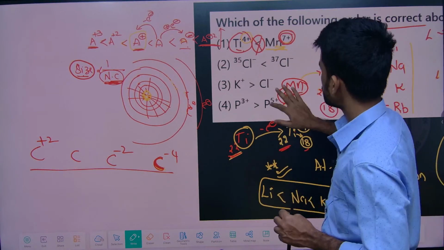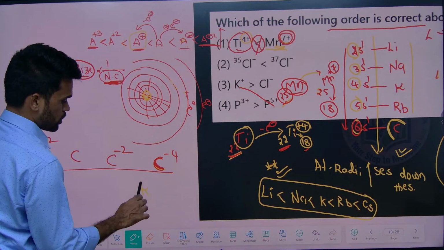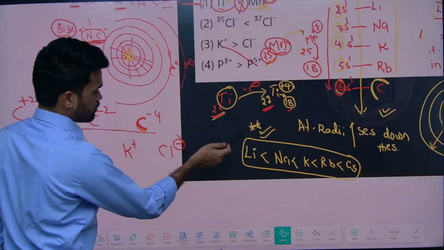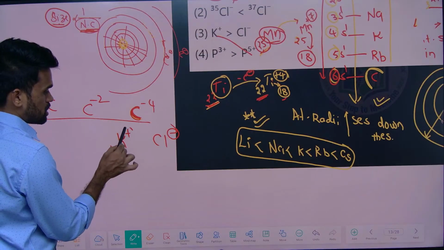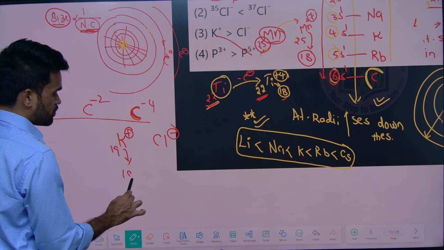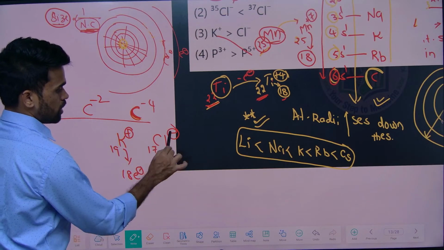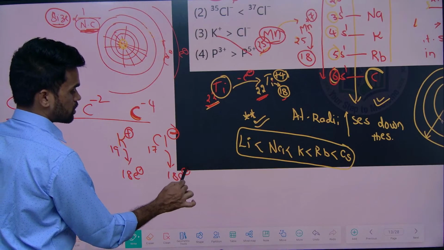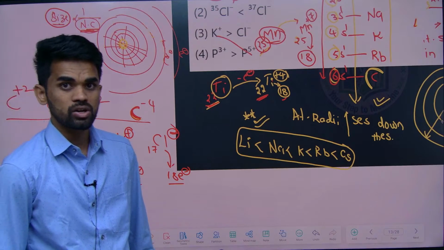Right. The next one here, I am taking potassium positive and chlorine with minus. So now tell me, what about these two? Potassium atomic number is 19, but positive charge is there, which means only 18 electrons. Chlorine atomic number is 17, minus charge is there, which means you added 1 electron, so it is also becoming 18 electrons. So same number of electrons now, you can say them as isoelectronic species.